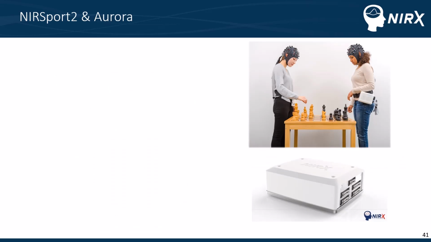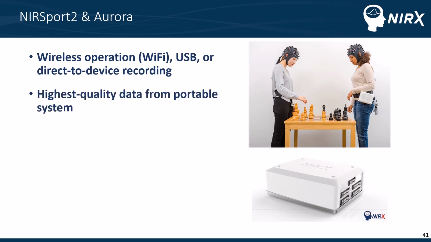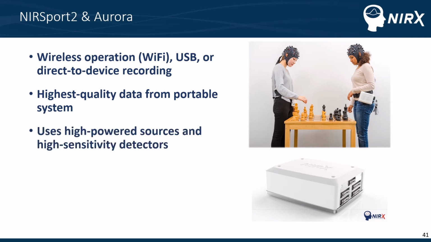The NIRSport 2 and Aurora. The NIRSport 2 is our mobile imaging system. It allows for wireless operation or via USB or direct-to-device recording. So there's a lot of flexibility in terms of connection with the data acquisition computer, if any at all. It's the highest quality data from a portable system on the market. We feel very comfortable saying that. It accomplishes this by having high-powered sources and high sensitivity detectors.